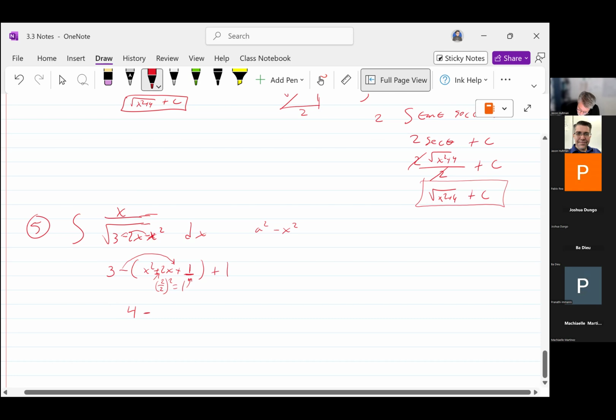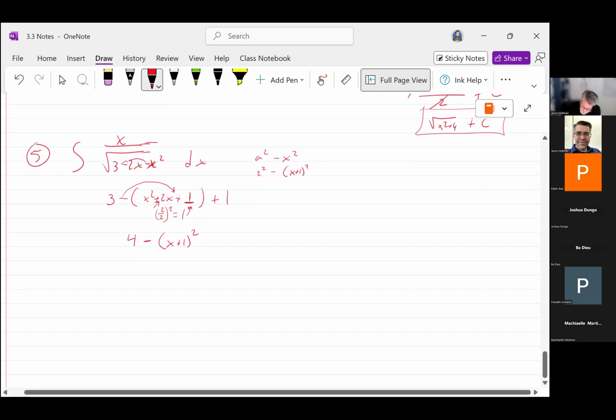3 plus 1 is 4 minus, and I'm going to now factor this into x plus 1 squared. And so now I see that a is equal to 2. This is 2 squared, and the x squared is really an x plus 1 squared, and so we're going to have to deal with the fact that it's x plus 1, probably by a u sub. But let's put this back into the integral. So we have the square root of 4 minus x plus 1 squared dx.